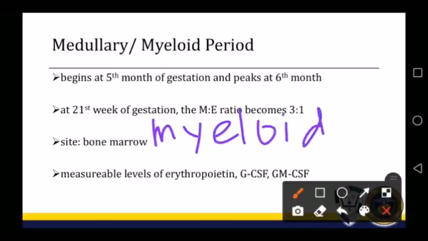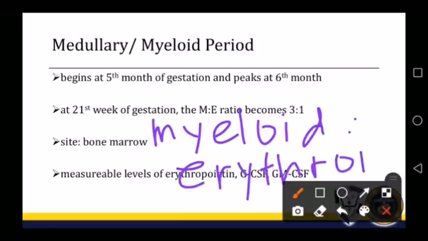Myeloid to erythroid. So myeloid to erythroid ratio is simply the expression of kung pila kadaghan ang myeloid precursor in contrast to the number of the erythroid precursor. So unsa ni mga myeloid precursor? So simply speaking, myeloid precursors kay katong mga precursors sa mga WBC. So at the 21st week of gestation, ang mga precursors sa WBC is thrice compared sa mga precursors sa RBCs sa bone marrow.